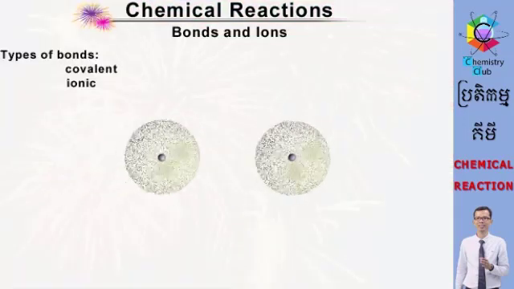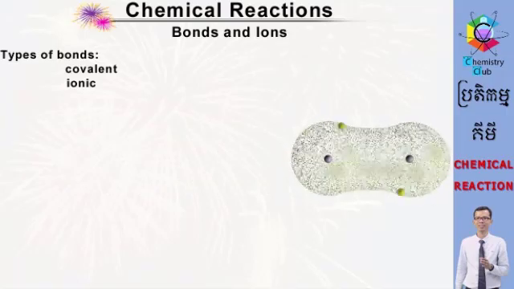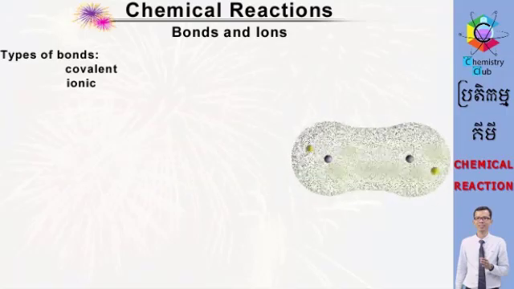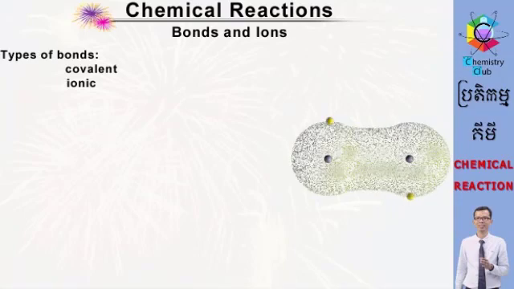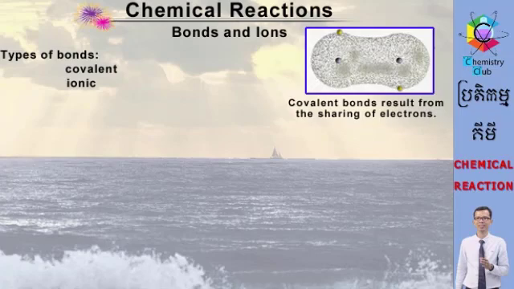The following scenes provide a brief review of chemical bonds and the nature of ions. There are two different types of bonds in various chemical compounds: covalent and ionic. Covalent bonds result from the sharing of electrons between atoms. The sharing of electrons in covalent bonds creates molecules.